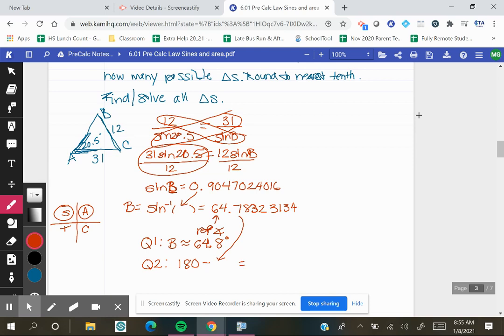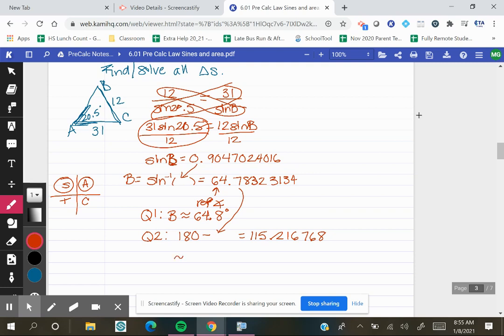And that should give you 115.216768. And again, we can round now to the nearest tenth, 115.2 degrees. So right here, I want to stop and just look at what we have so far.